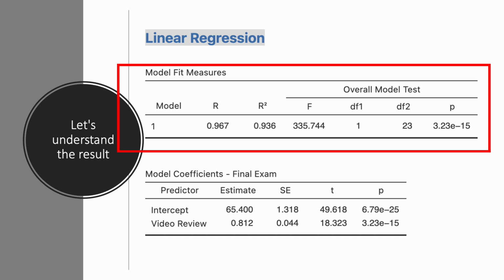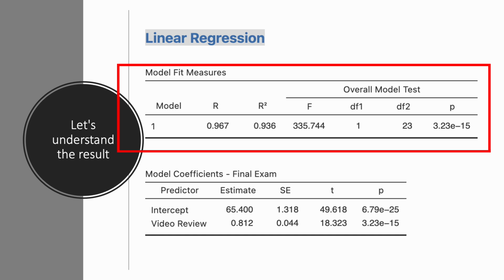F, 335.744. The F statistic tests the overall significance of the regression model. A high F value indicates that the model is statistically significant and that the independent variable reliably predicts the dependent variable. DF1 represents the number of independent variables in the model. In this case, there is one independent variable, hours spent reviewing video lectures.